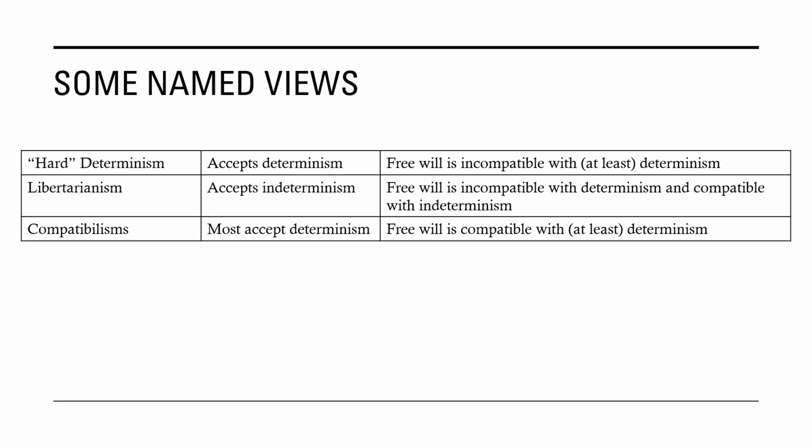And just to put some confusion to rest, there are some views that are named in the text that I just want to be clear what those views entail. The view that the text will sometimes refer to as quote unquote hard determinism is really a combination of two different views. Number one, hard determinists tend to accept determinism. They tend to assume that it's probably the case, and the reason is probably in most cases to adopt a kind of scientific worldview. A scientific worldview does tend to be a deterministic one.